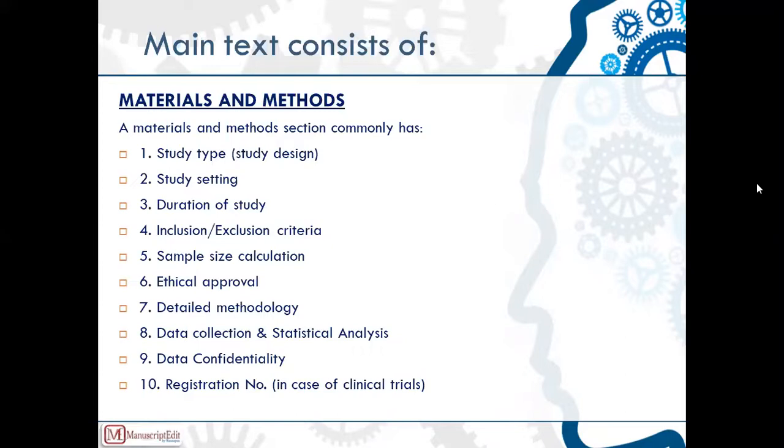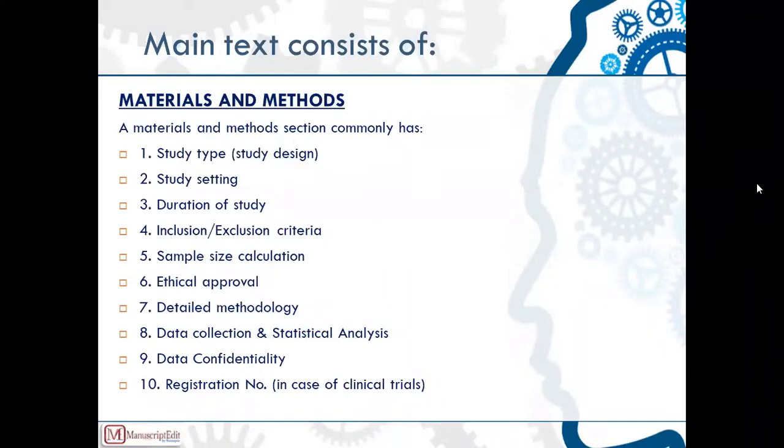Now, analytical studies are again of two types, which are observational and experimental. Observational studies are the studies that we conduct without any intervention or experiment. Here, we purely observe the outcomes only. Now, they are again of different types. The first one is the cross-sectional study.